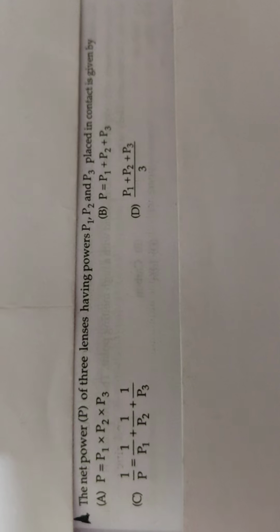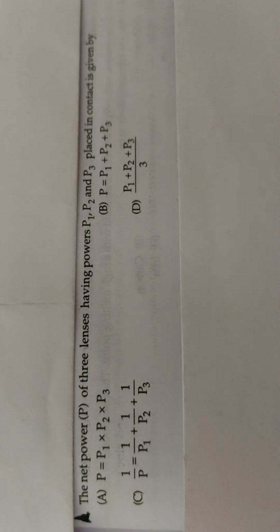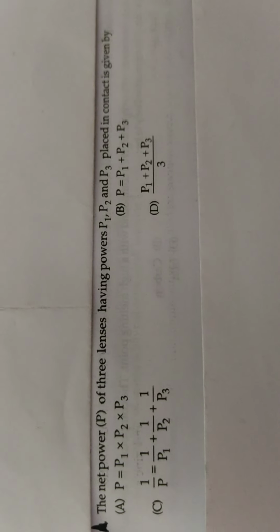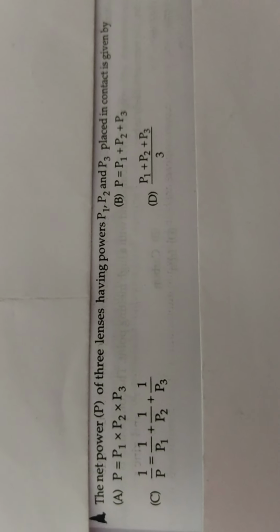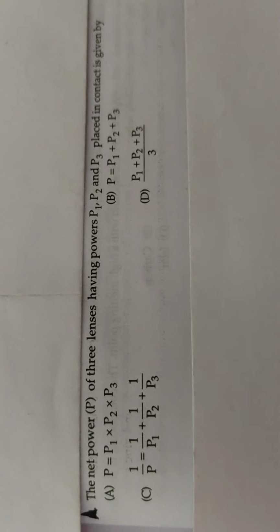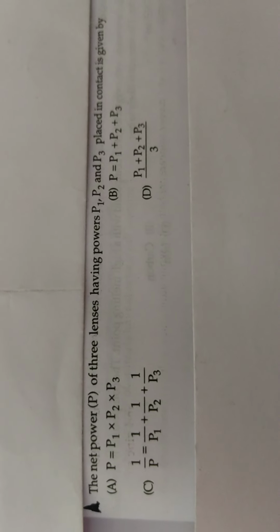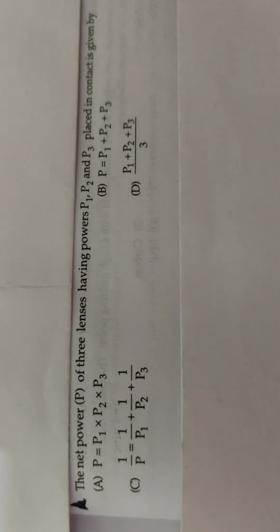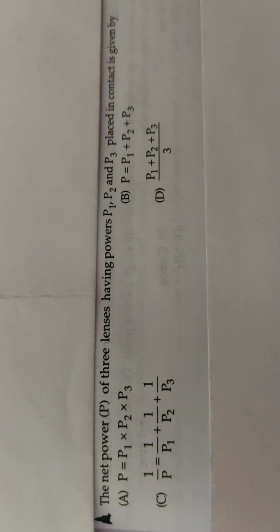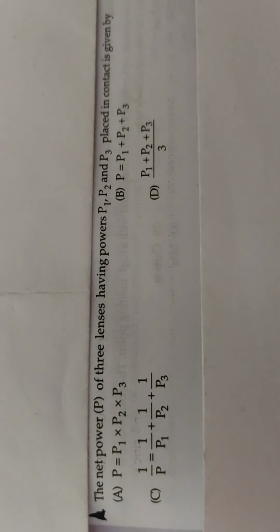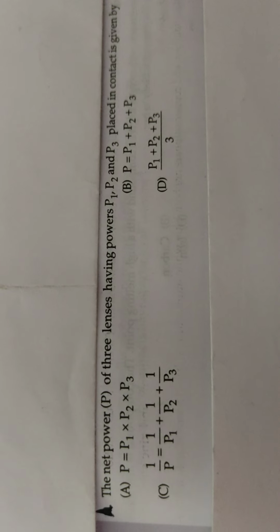The first MCQ is: the net power P of three lenses having powers P1, P2 and P3 placed in contact is given by. There are four options given, and without looking at the options you should know the answer that in case of thin lenses in contact, the net power is the algebraic sum of the individual powers. So here B, which is P is equal to P1 plus P2 plus P3 should be the correct answer.